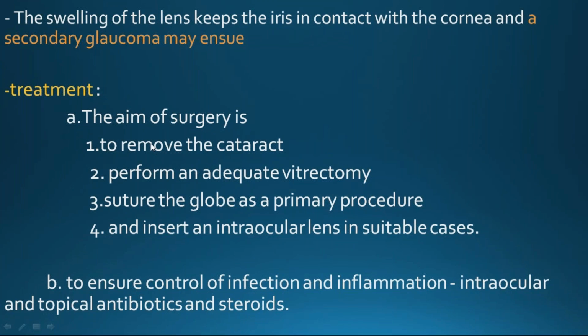The aim of surgery is to remove the cataract. If the vitreous is involved, perform an adequate vitrectomy, suture the globe as a primary procedure, and insert an intraocular lens. After removing the lens, you should place an IOL. To ensure control of infection and inflammation, intraocular and topical antibiotics and steroids should be given.